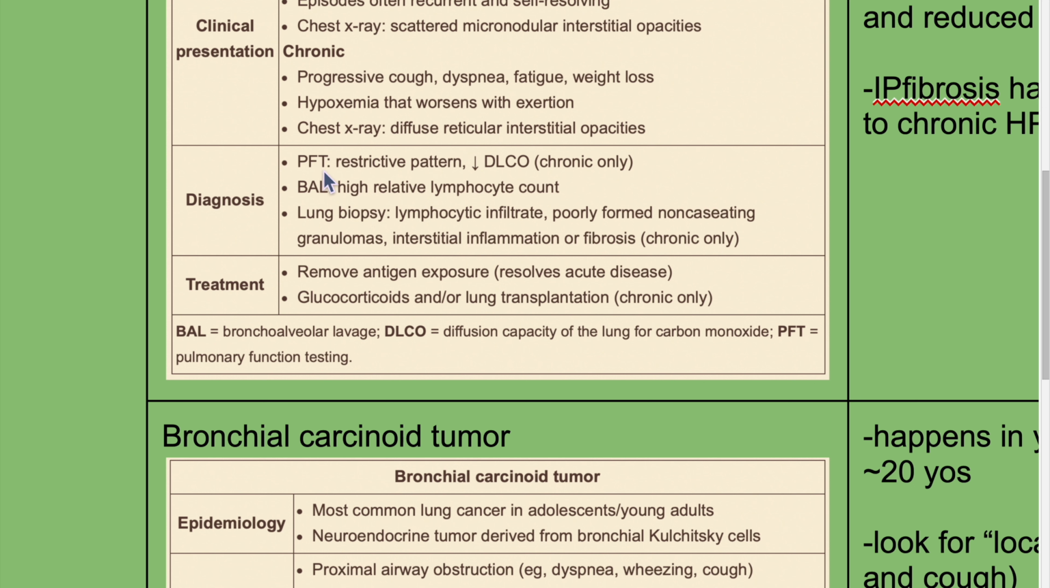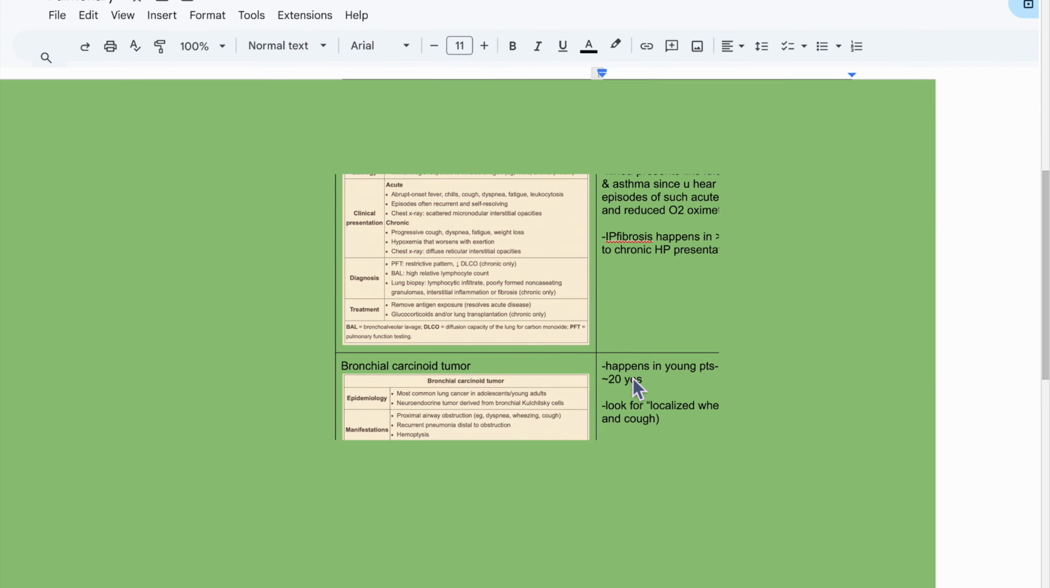Diagnosis: pulmonary function test shows a restrictive pattern, with a decrease in DLCO in chronic only. Bronchoalveolar lavage will have a high relative lymphocyte count. Lung biopsy will show lymphocytic infiltrate, poorly formed non-caseating granulomas, interstitial inflammation, or fibrosis if it's chronic only. Treatment is to remove antigen exposure, which resolves acute disease. Glucocorticoids and or lung transplantation are for chronic only.